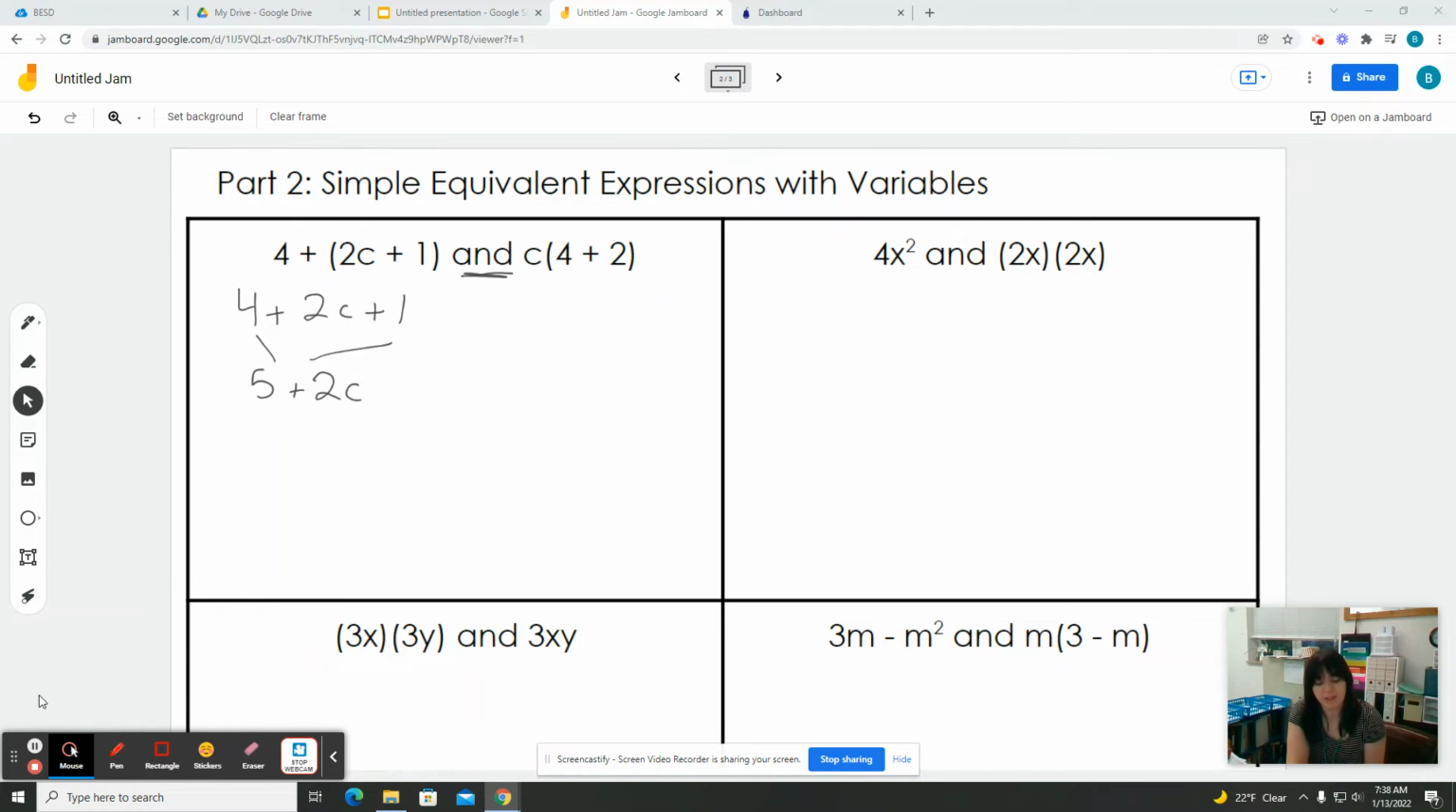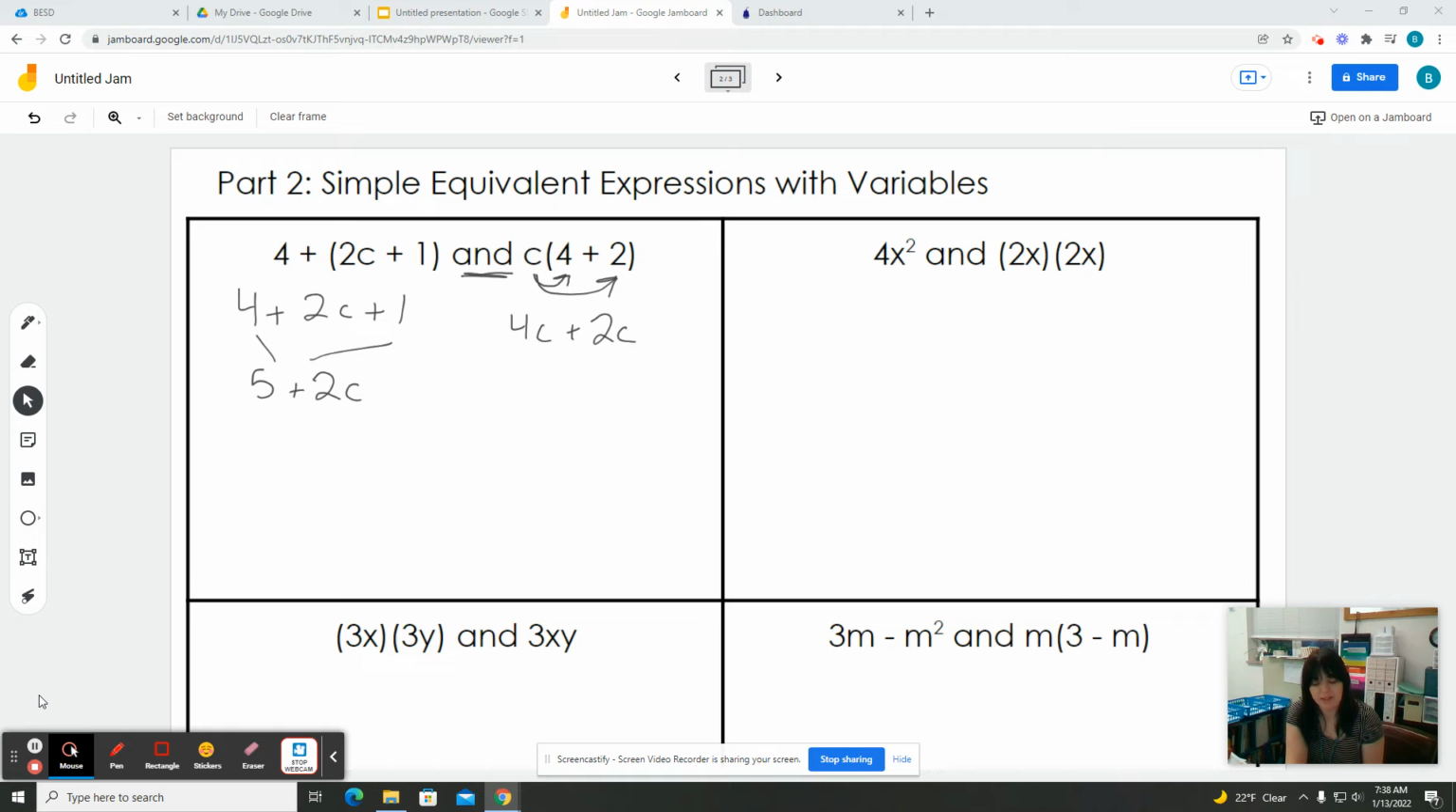This side over here, we are going to distribute, right? We have parentheses and a c on the outside. That means that when there's parentheses, we're going to put it in, just like that. Okay, so now what we have is 4c plus 2c, because we just distributed the c to the 4 and the 2.